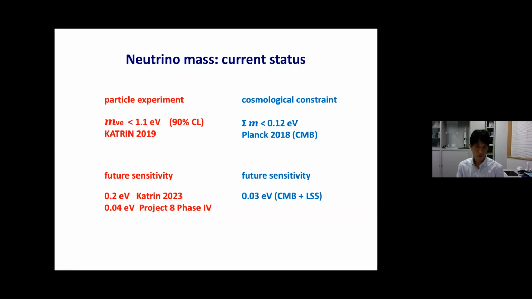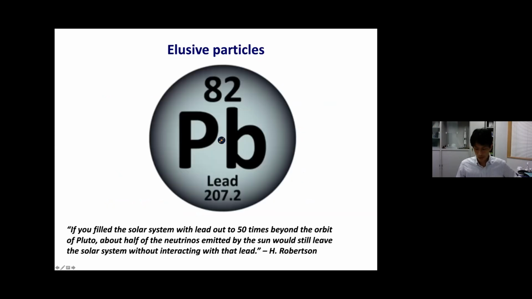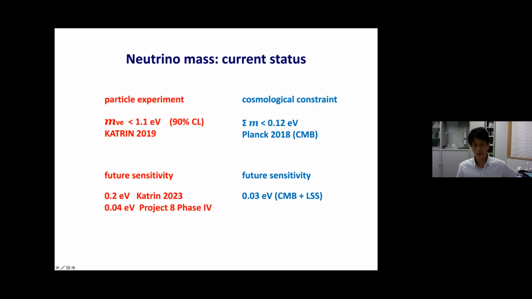Well, on both sides, the future sensitivity is great. With upgraded scattering in a few years, it gives a sensitivity of 0.2. And the proposed Project 8 Phase 4 experiment is going to be 0.04, whereas for cosmology, CMB plus large-scale structure and so on can come down to 0.03 electron volt. So we can also discern the normal or inverted mass hierarchy or so.